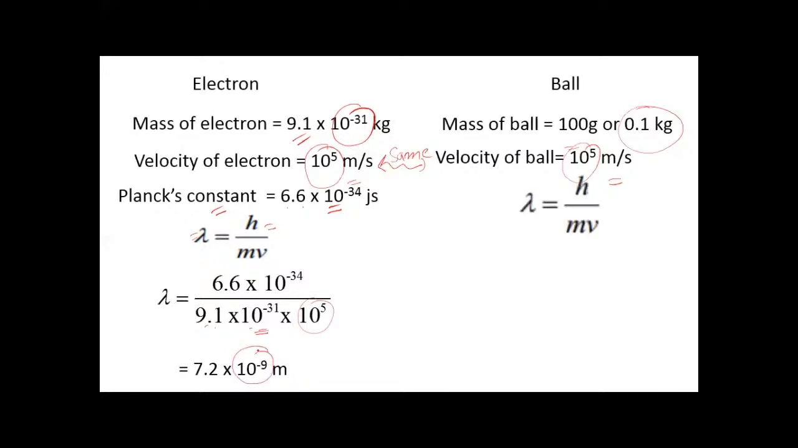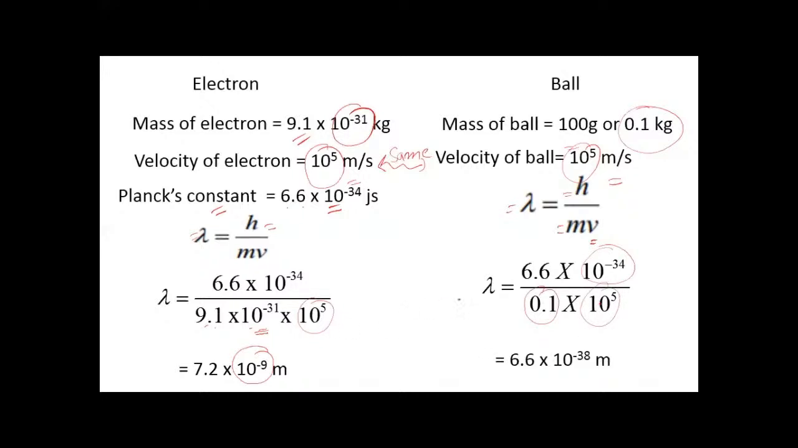Now we will calculate the wavelength for the ball. The relationship we use is the de Broglie relationship, that is lambda is equal to h upon mv. We substitute the value of h, m and v. Here h is 6.6 into 10 to the power minus 34, m is 0.1 and v is 10 to the power 5. The answer comes to be 6.6 into 10 to the power minus 38 meter.